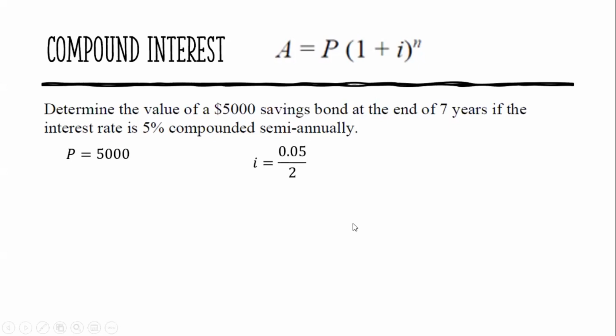And finally, how about the last part? What do I do with the n? What's the n going to be in this case? 7 times 2. So this thing right here. Yeah. Okay, let's put it all into the equation now.